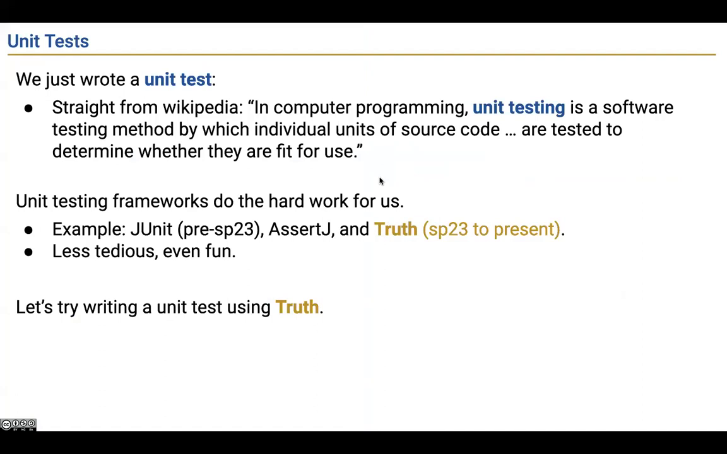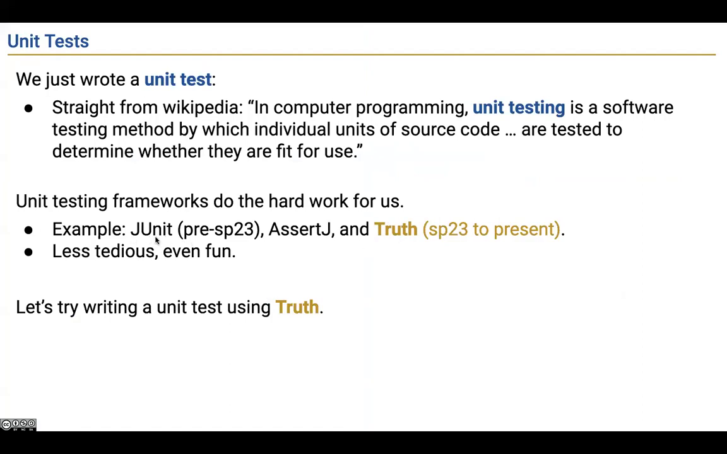So other people wrote the unit testing libraries. They did all the hard work of coming up with the complicated error messages and the checks and the looping through of arrays. So instead of doing all that ourselves, we're just going to make someone else do it. And there are a bunch of different libraries out there for this. The one that we're going to use is called Truth, which was developed by Google. So we're going to use that.